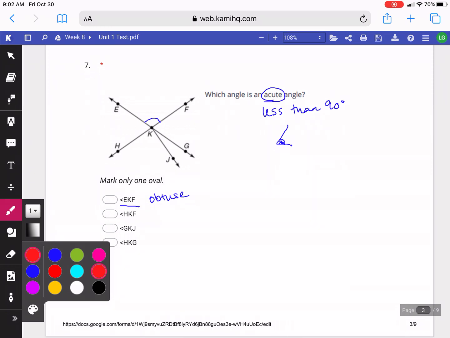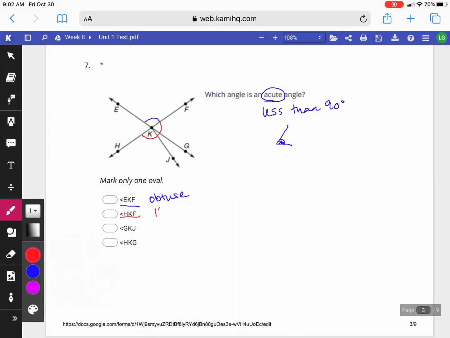Next, we have angle HKF. HKF is actually a whole line. So since it's the whole line, that one's actually equal to 180 degrees. The next answer choice says angle GKJ. GKJ would be this small part right here. So that one is less than 90, so it's acute. So that would be the correct answer.